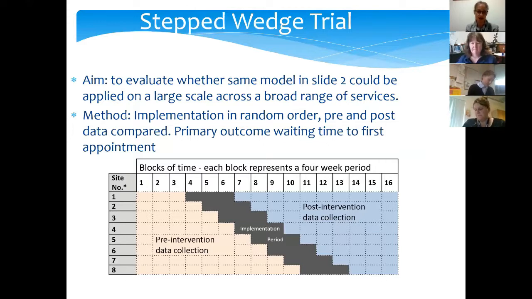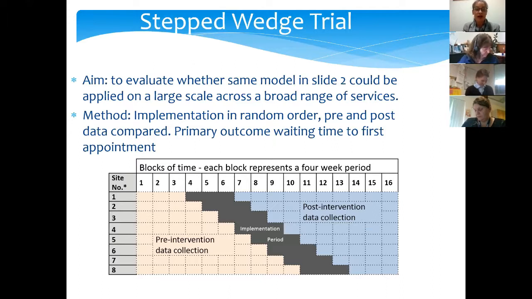You can see that site number 1 to 8 down the left side of the block there. And then along the top, the numbers represent 4-week blocks. So everybody had a period of pre-intervention data collection. The sites are put in random order, and we progressively introduced the intervention at each site. And then collected a period of post-intervention data afterwards, and it's then statistically possible to compare all the pre-intervention data across all the sites with the post-intervention data at all sites, controlling for the differences between services.